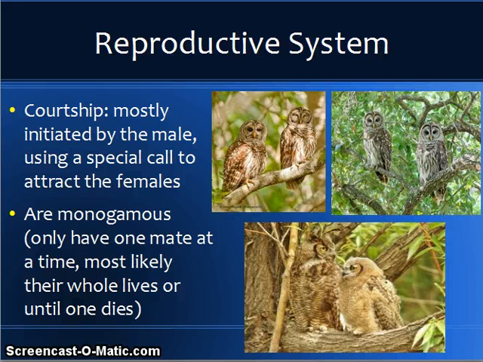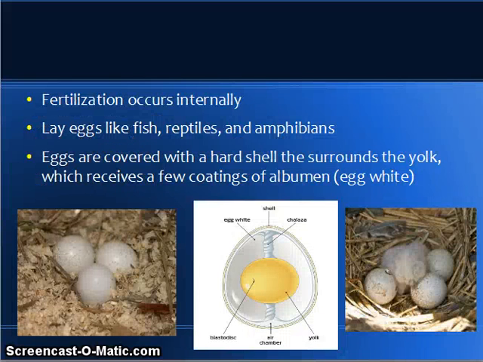The relationship between a male and female owl begins with courtship, which is basically how the male approaches the female. And it's mostly initiated by the male, and they use a special call to attract the female. And owls are mainly monogamous, meaning they only have one mate at a time, or they get another one after one dies.